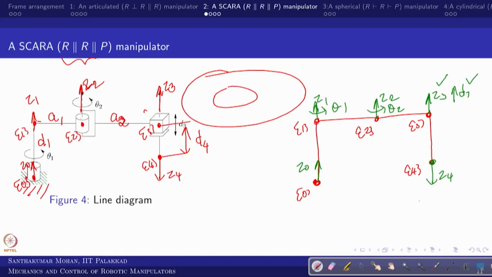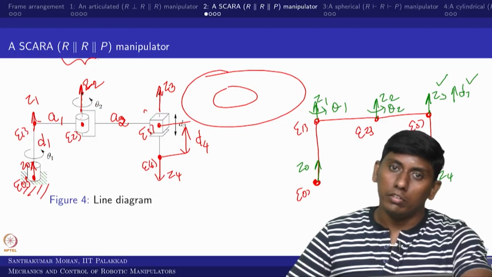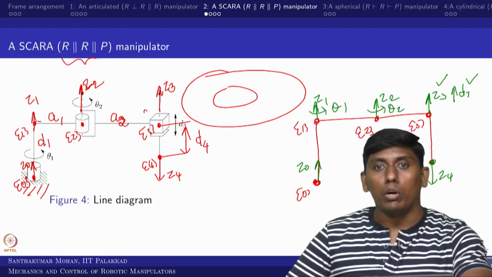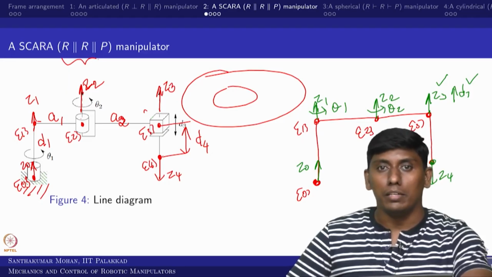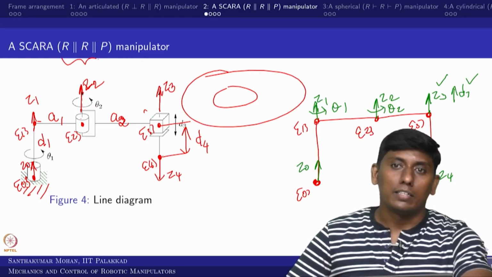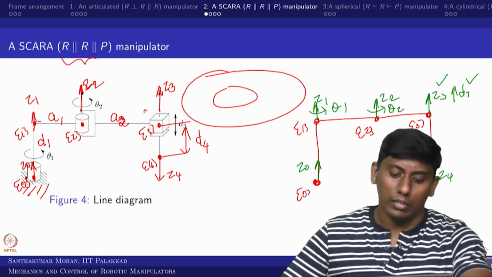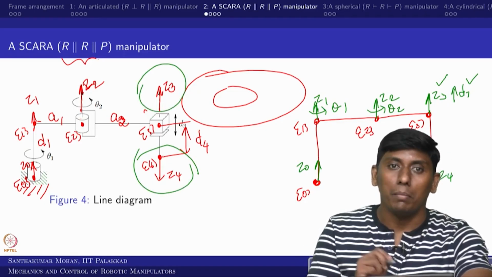Okay. Now next, you have to fix the x axis. For fixing the x axis, for example if you want to fix x0, you have to see the nature of z1 and z0. In this case all axes are parallel except z3 and z4, which you can see are in opposite directions, still these two are parallel.